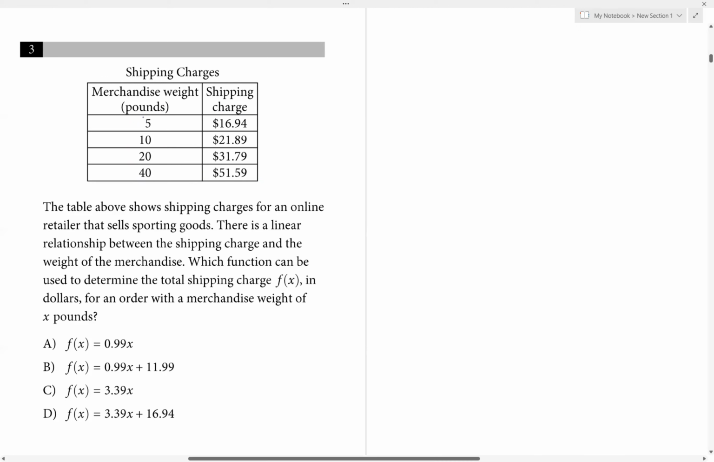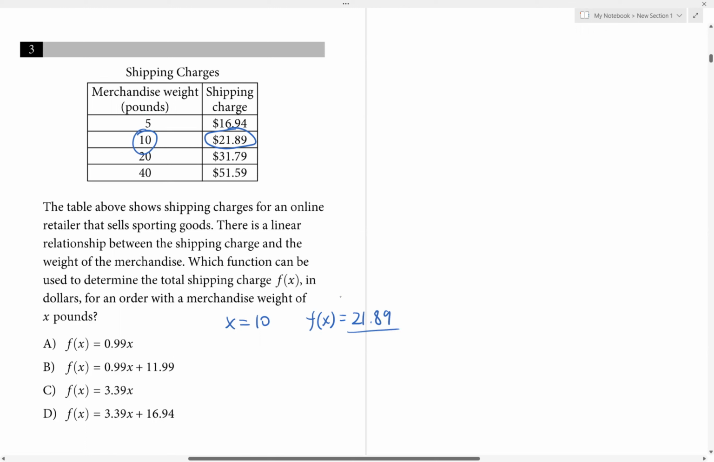Right. So for example, let's just plug in 10, might be easier to solve. When the weight is 10, that's the x value. When x equals 10, then the shipping charge should equal 21.89. That would be f of x, which is also the y value. So we can go through the answers, and whichever one doesn't equal that, we know it won't work.